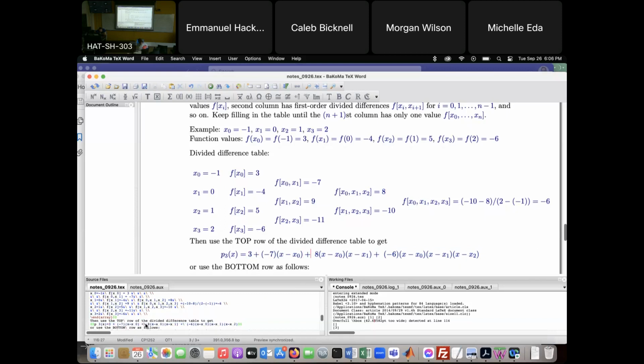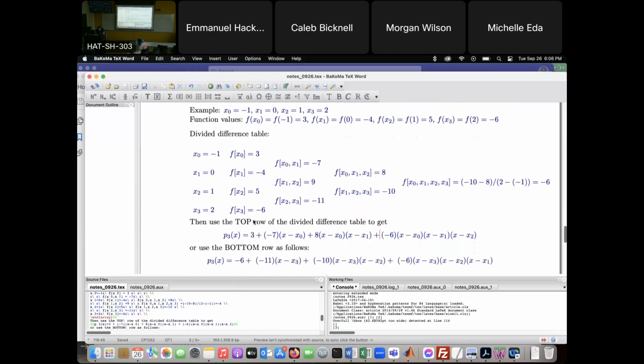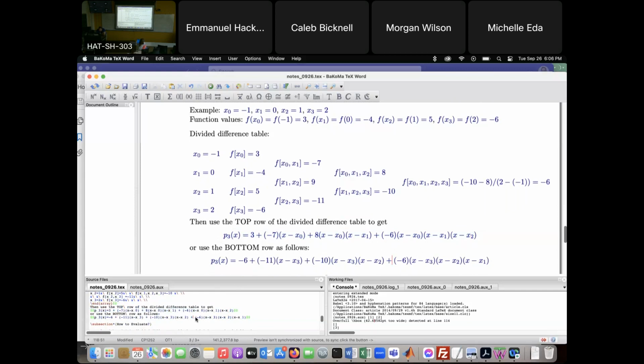And then you're done. You have the Newton form completed. Although it's not unique. Here I showed you, in this case, using the top row of the divided difference table, but you don't have to. There's more than one way. You can also use the bottom row of a divided difference table. You're just multiplying by different linear factors.